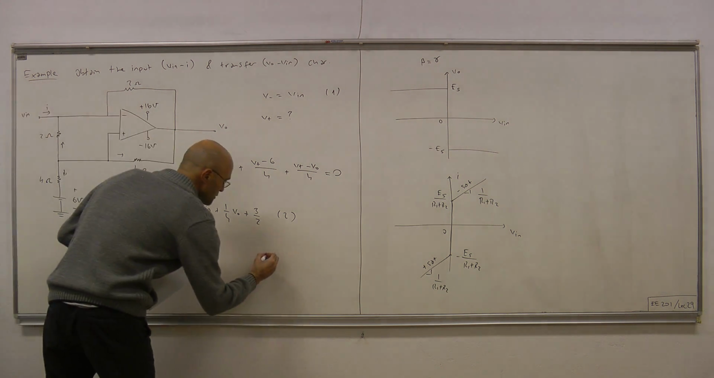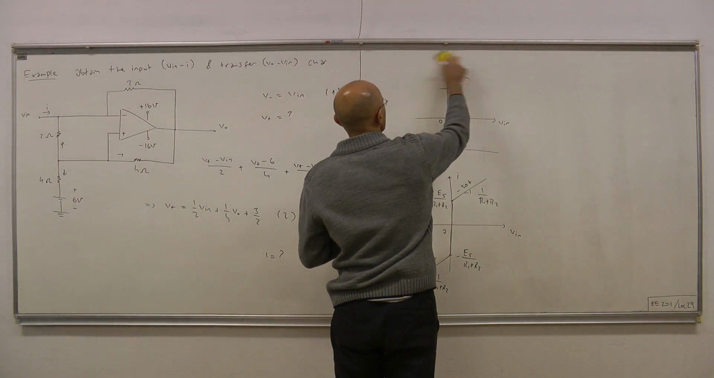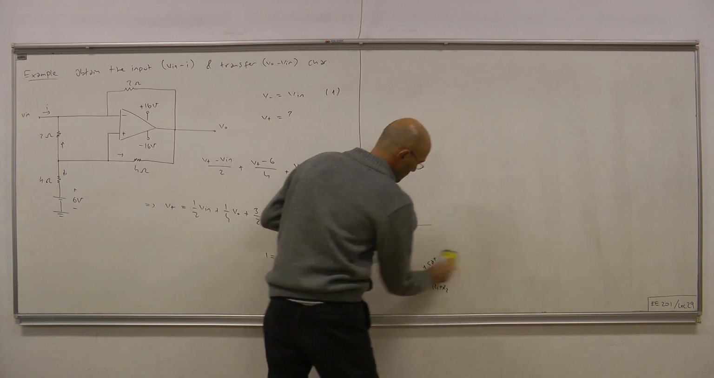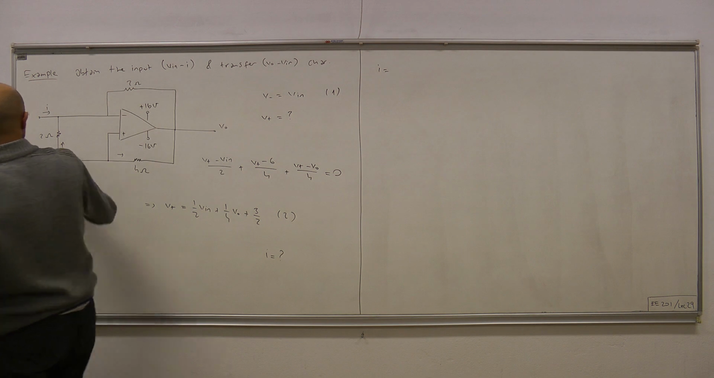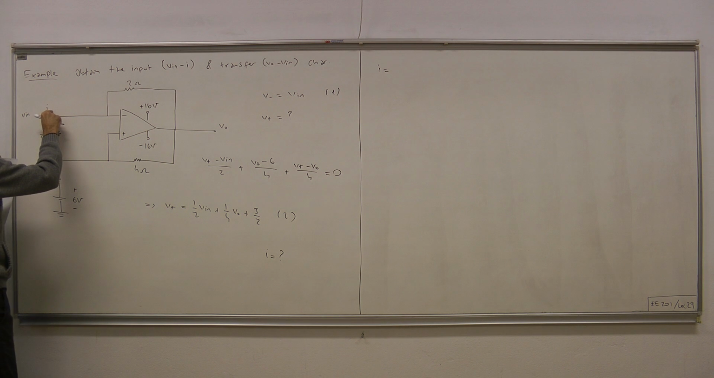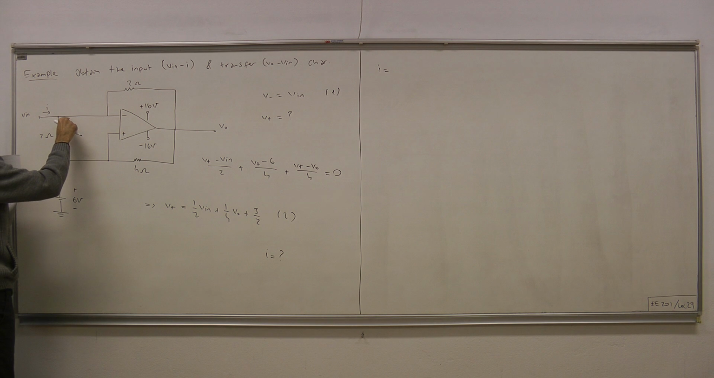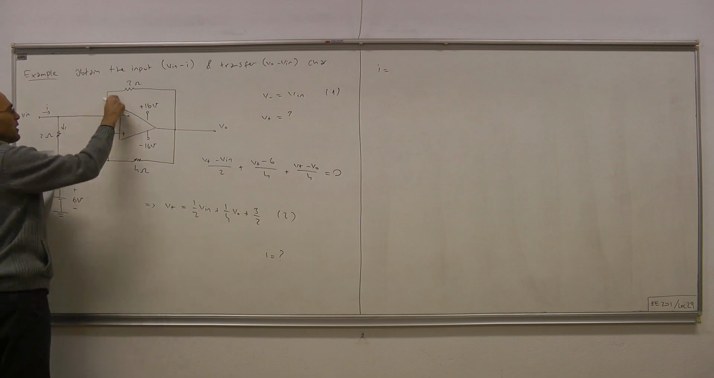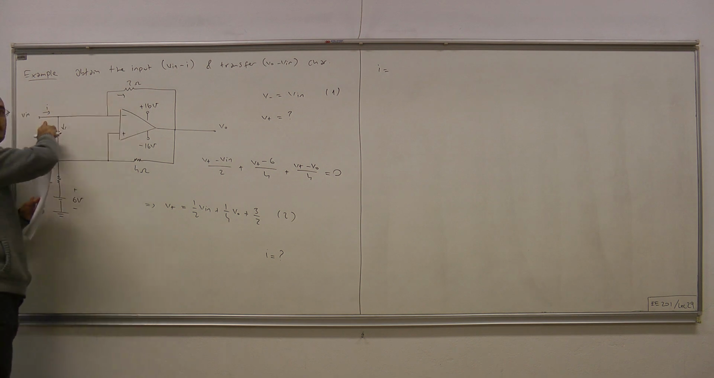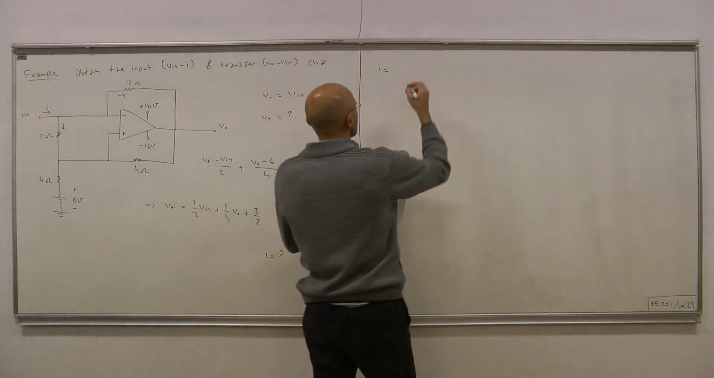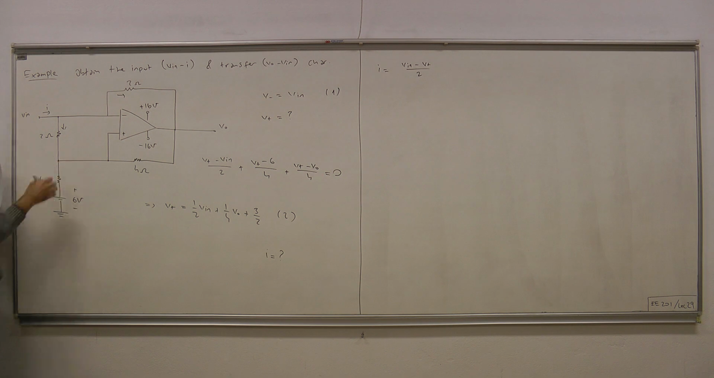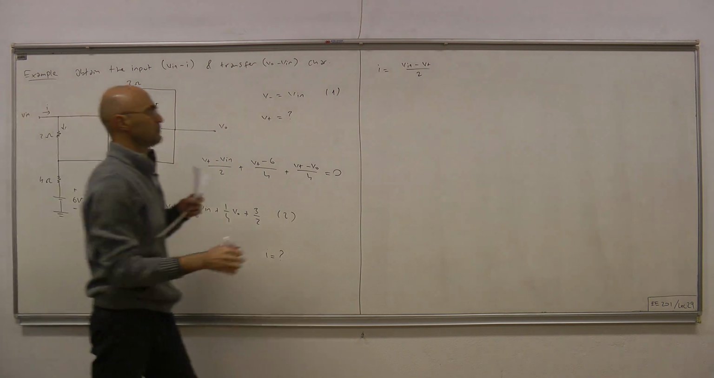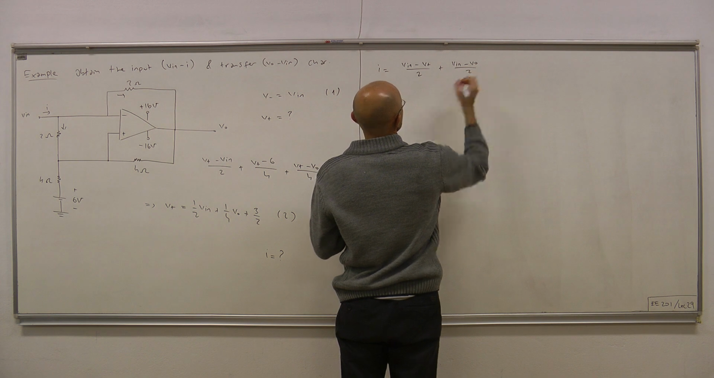And finally, what's the current? Let's also figure that out. I equals, now we're talking about this current and this current, which equals this current plus this current, and since there's no current escaping here, this current and that current must be the same. Therefore, this plus that must give us what we're looking for, I. So I equals V in minus V plus over 2. This is the V plus node voltage, so V in minus V plus over 2 is this component of the current. And then we have V in minus V out over 2. So that's our current.